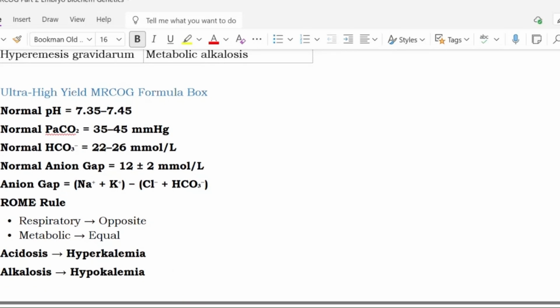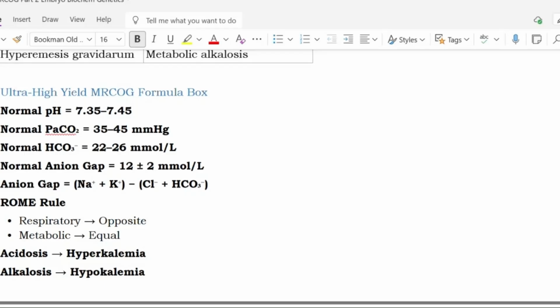From the examination point of view, you should remember normal pH is 7.4 plus minus 0.05, that is 7.35 to 7.45. Normal PaCO2 is 40 plus minus 5, 35 to 45 millimeters of mercury. Normal bicarb level is 24 plus minus 2, 22 to 26 millimoles per liter. Normal anion gap is 12 plus minus 2 millimoles per liter. Anion gap is sodium plus potassium minus chloride plus bicarb.